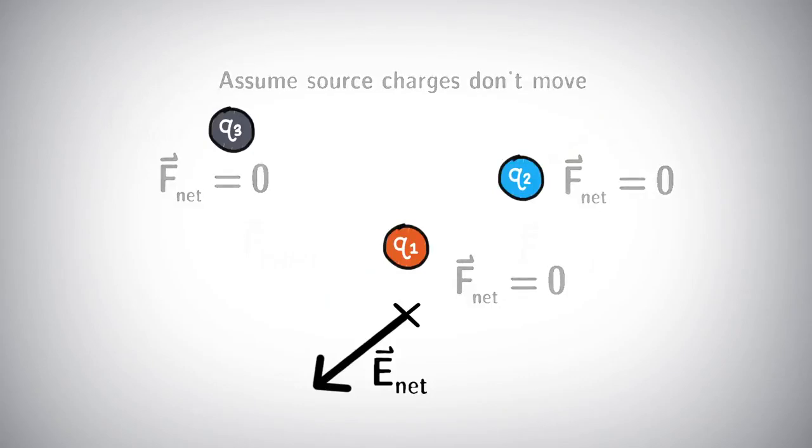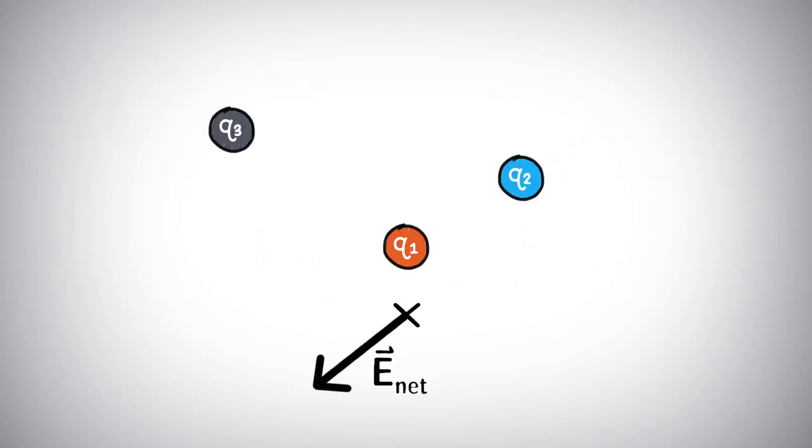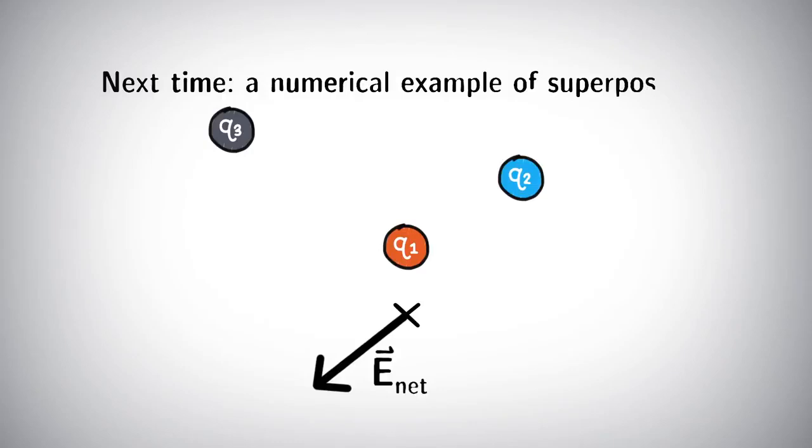It would be good to do an example of the vector addition of electric fields from multiple point sources where the charges and locations are specified using numerical values. We'll save that example for another lecture.